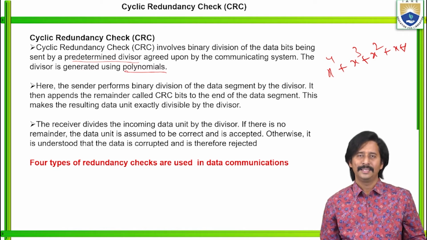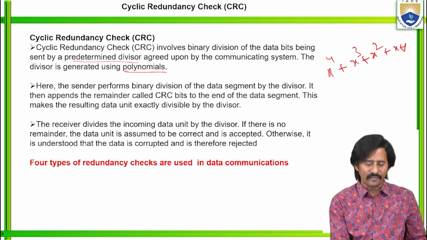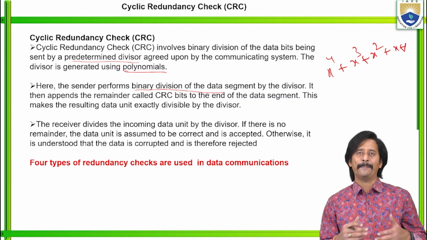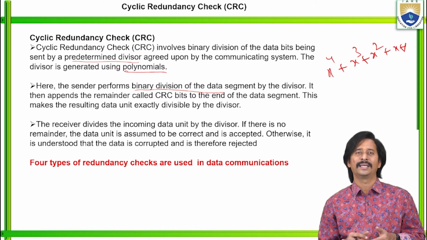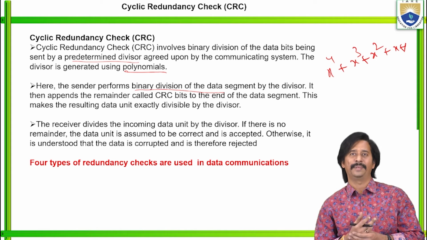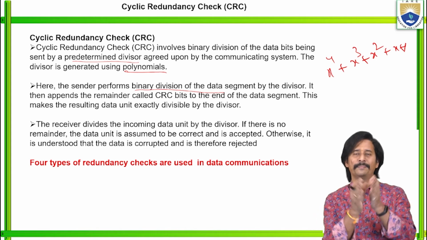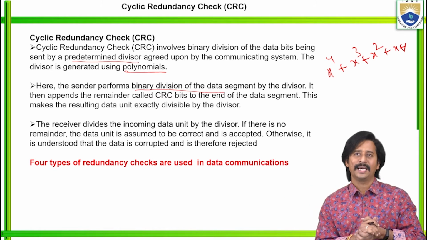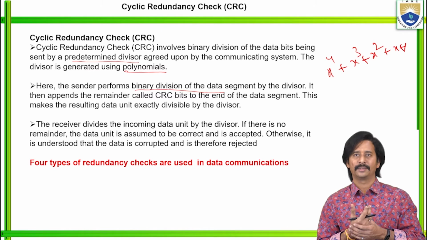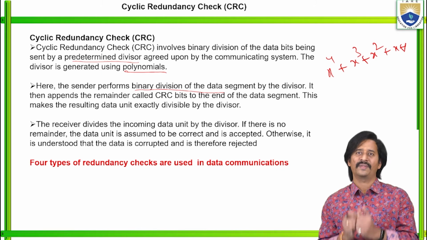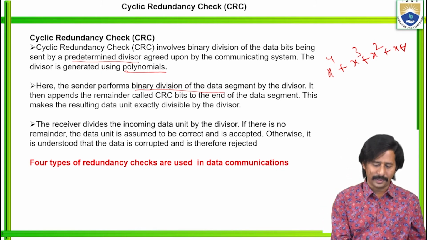For example, in this CRC, the sender performs binary division of the data segment by the divisor. Then it appends the remainder, which we call the CRC, cyclic redundancy check bits, to the end of the data segment. So whenever the sender performs binary division, it appends the remainder, the CRC bits, to the end of the data segment. So automatically, the resulting data after the CRC is exactly divisible by the divisor.